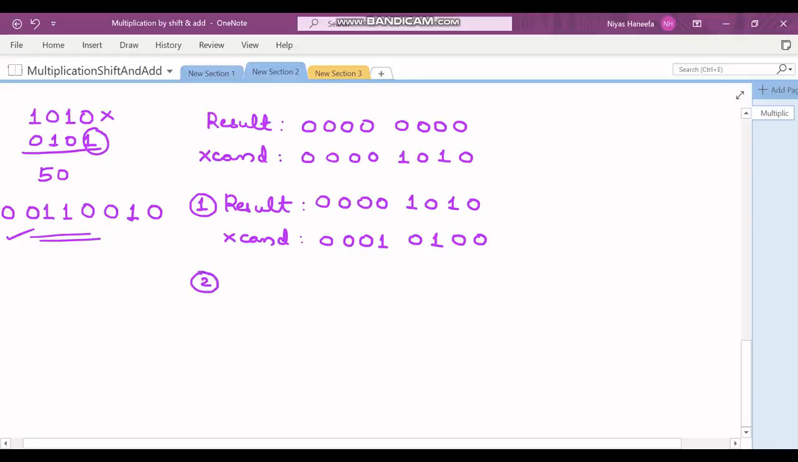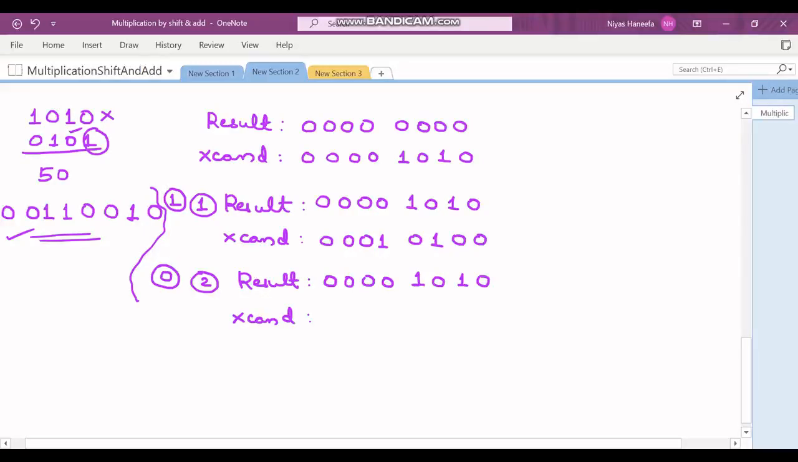Then the second operation. Let me write the multiplier bit also. So here the multiplier bit equals 1. Then we get the multiplier bit as 0. So there is no change to the result. So result remains the same, 0 0 0 0 1 0 1 0. Then the multiplicand, irrespective of whether the multiplier bit is 1 or 0, will be shifted 1 bit to the left. So this becomes 1 0 1 0 0 0. So this 1 comes here, this 0 goes here, 1 goes here, 0 goes here. Then this becomes 0 0.